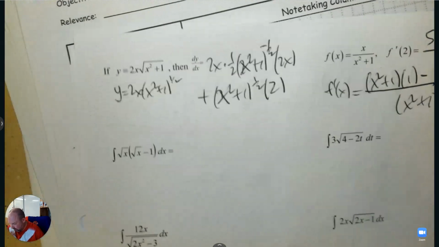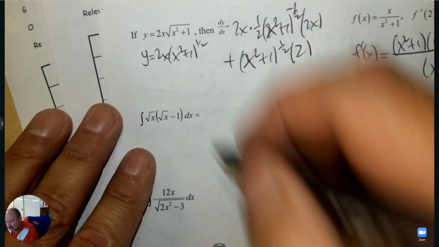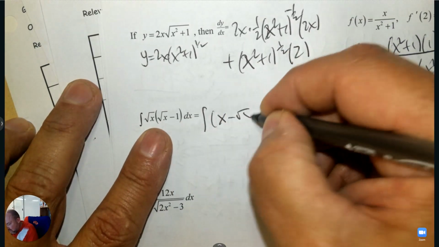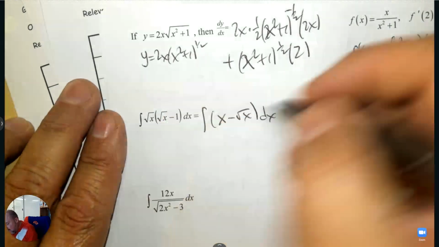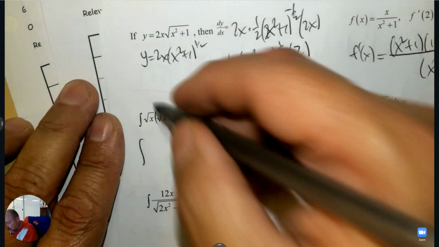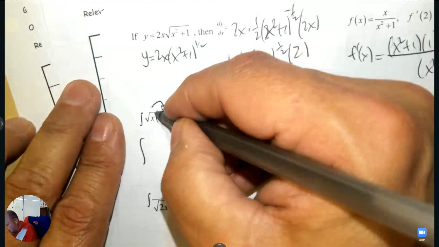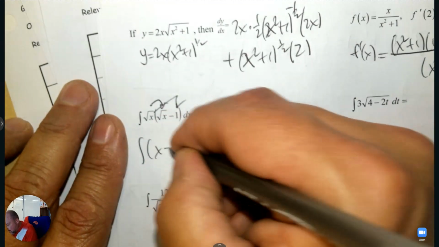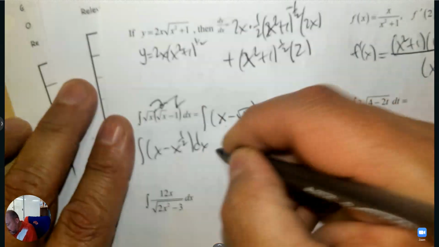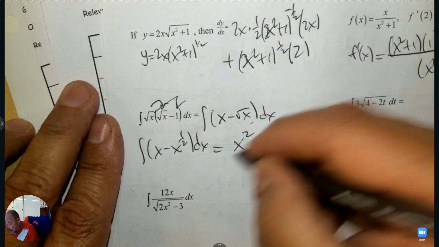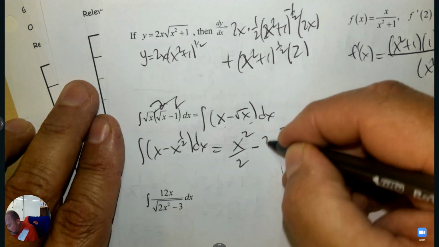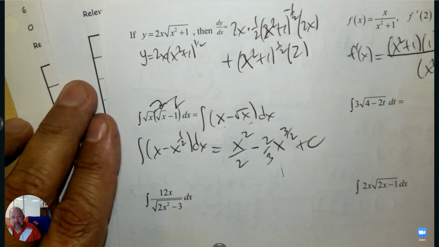All right, next. Before I integrate this, I'm going to multiply it. So root x times root x is just x. Then I'm going to write it friendly. Root x times 1 is negative root x. And then I add 1 to the exponent and divide. Instead of dividing, I do the reciprocal, and then plus c.